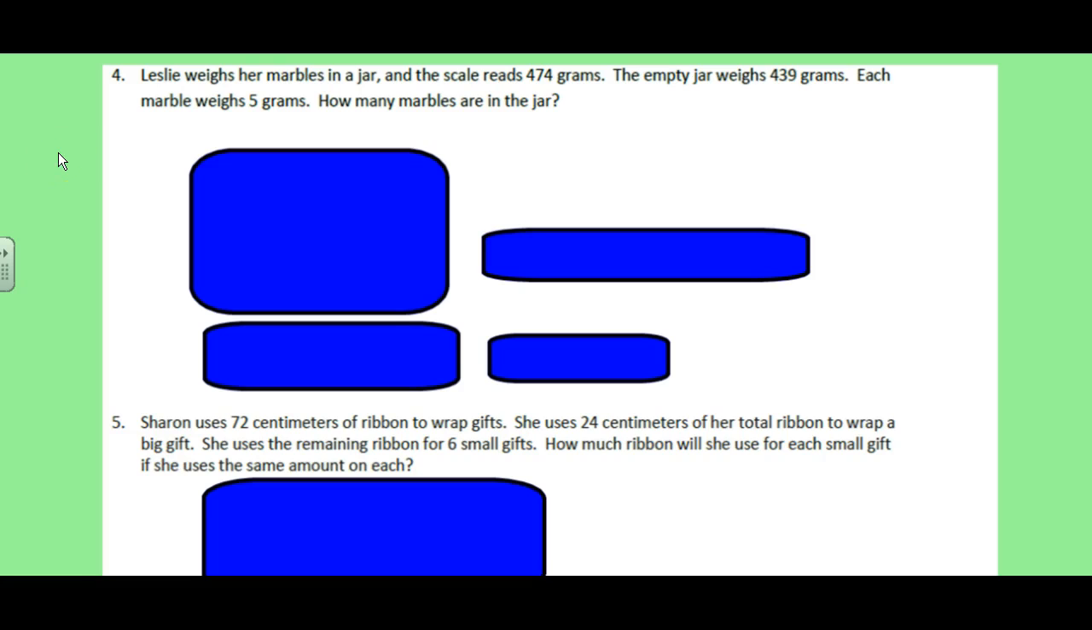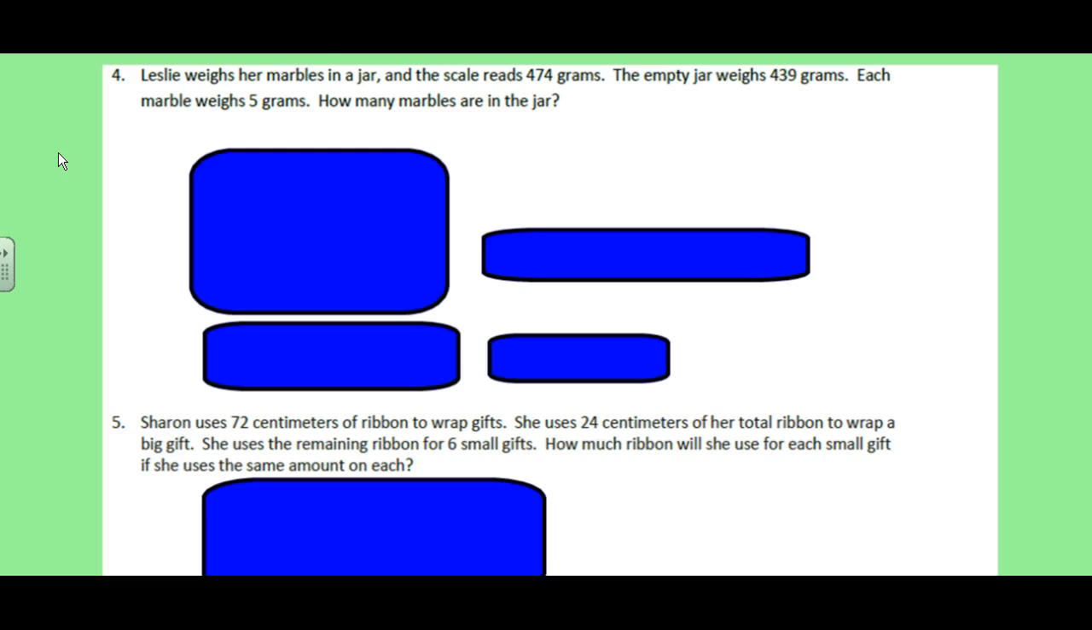So if I'm picturing this in my mind, I'm picturing a jar that has marbles in it, and I'm also picturing a jar that has no marbles in it, because the jar with the marbles in it weighs 474, and the jar without the marbles in it weighs 439. So I've got to do something with those two numbers to first tell me how much the marbles weigh. I know how much the jar weighs, but to figure out how many marbles are in the jar, when they told me what one marble weighed, I've got to figure out how much the marbles weigh by themselves without the jar.